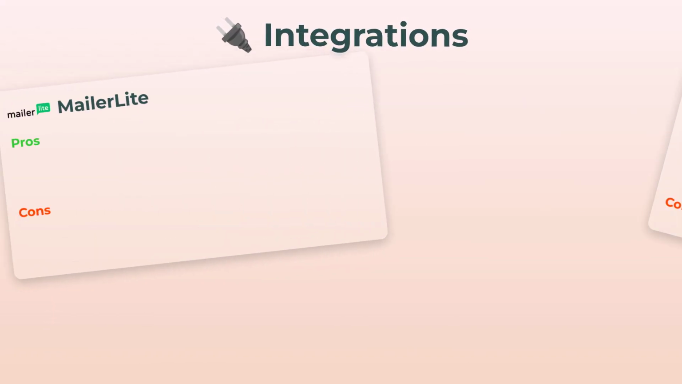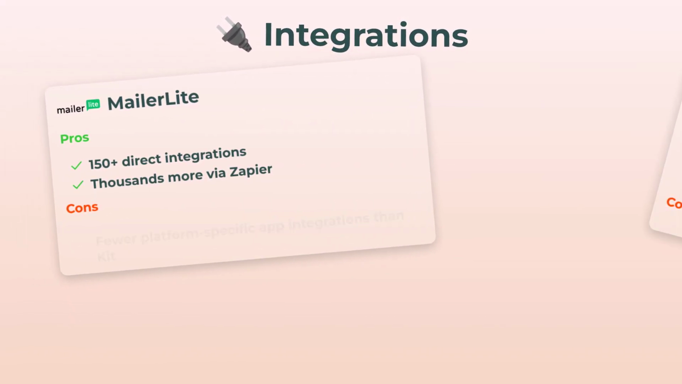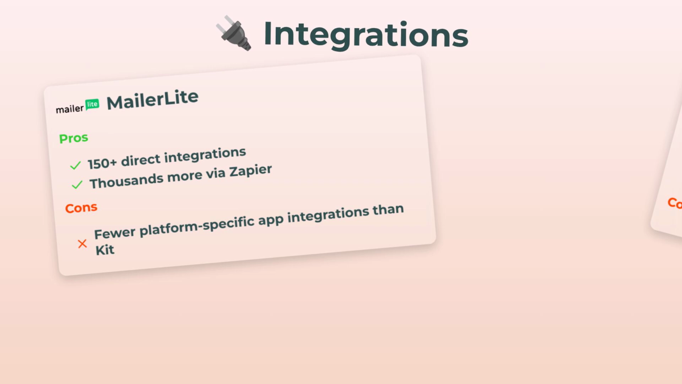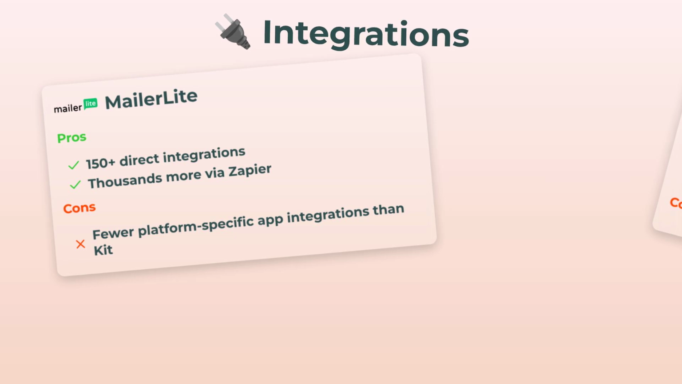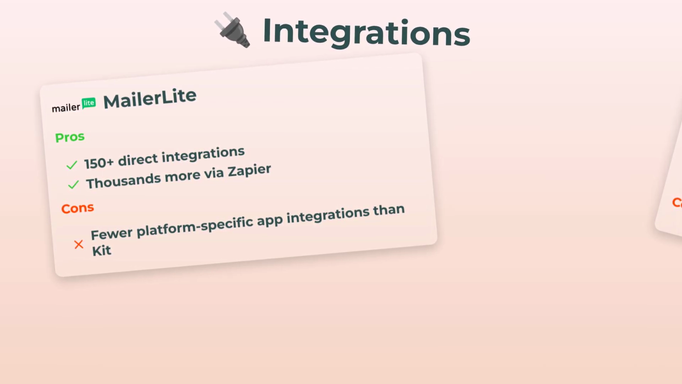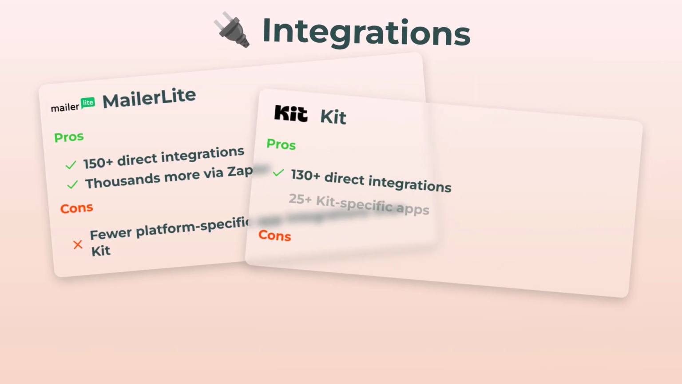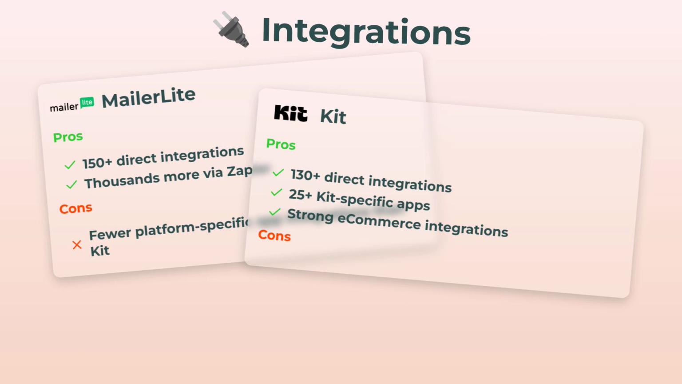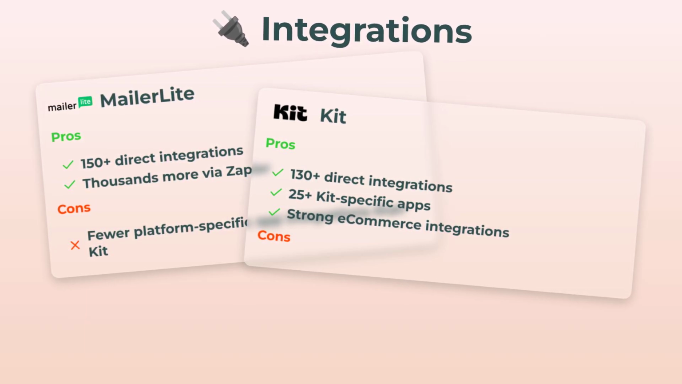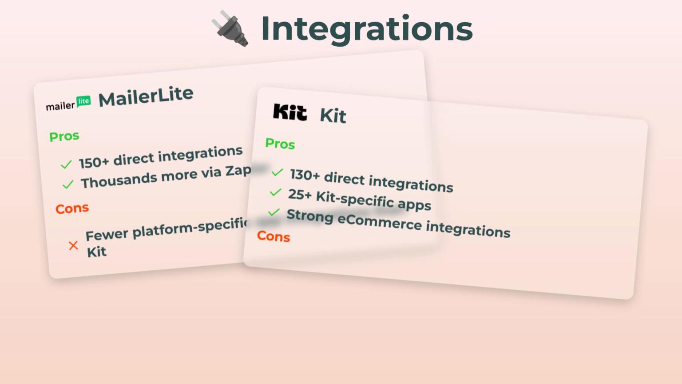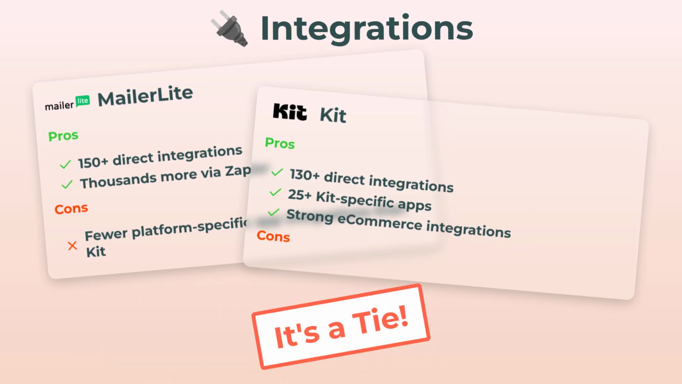All right. Integrations. MailerLite boasts over 150 direct integrations, and if that's not enough, you can loop in thousands more through Zapier. The catch? Kit does a little better with creator-focused apps. Kit has slightly fewer integrations overall, but over 25 are made specifically for creators and e-commerce stores. It's really a toss-up depending on what apps you rely on, so I'm actually calling this one a tie.